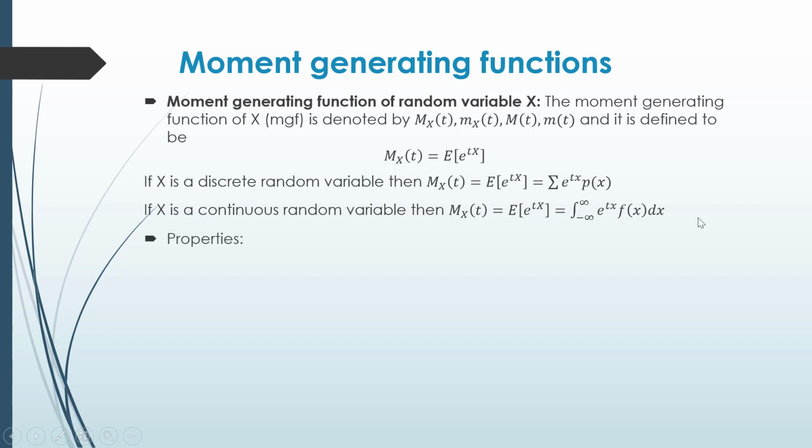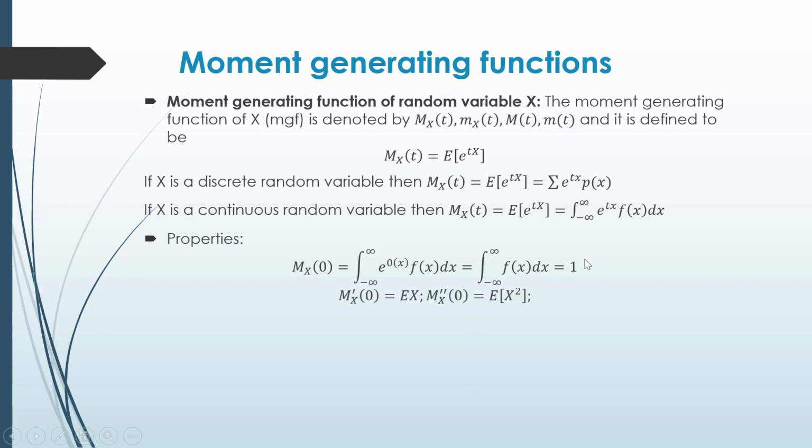And here we have some properties. First, M_X(0): we basically substitute t by 0. So we have e to the 0 times x f(x) dx. So this is a summation, or the integral from negative infinity to infinity of f(x) dx, and this is 1. So the moment generating function of a random variable x at the point 0 is always 1.